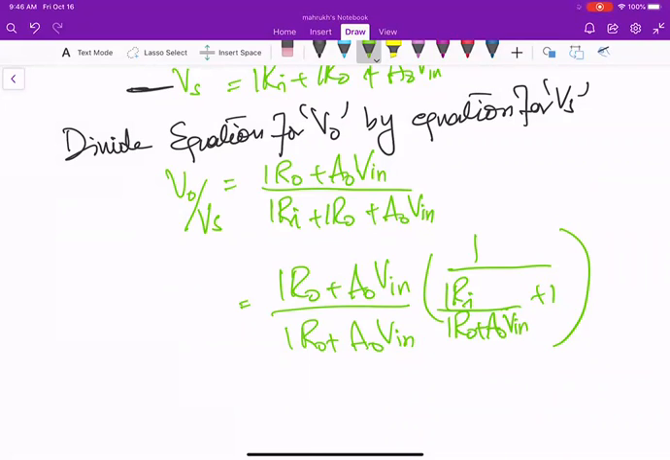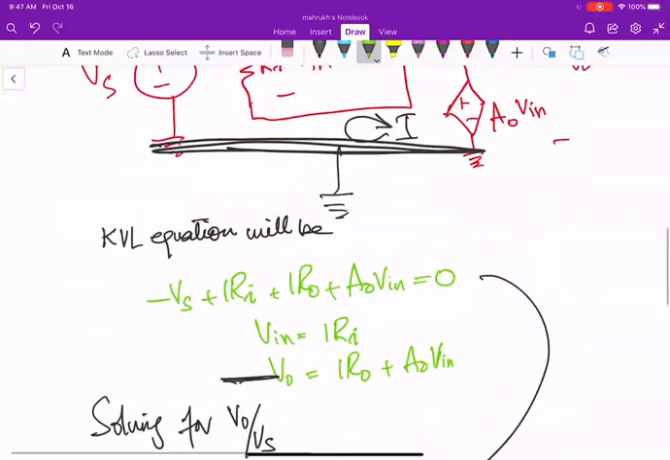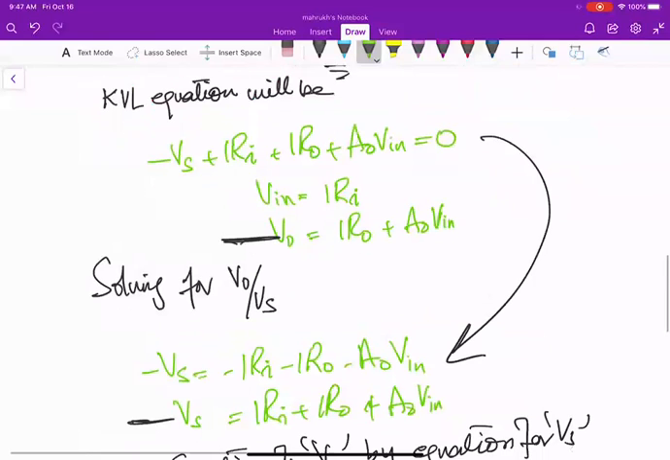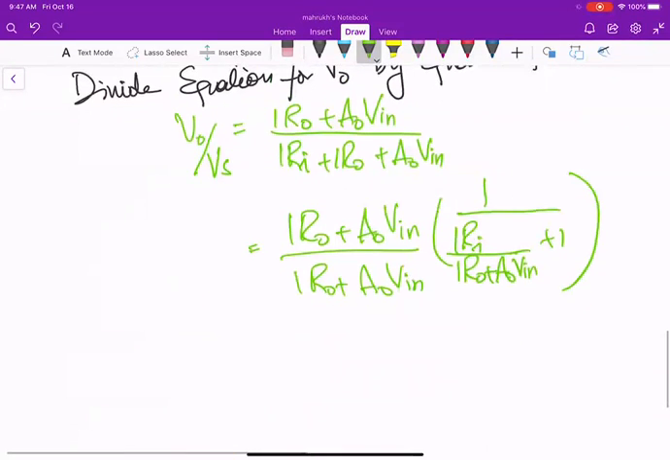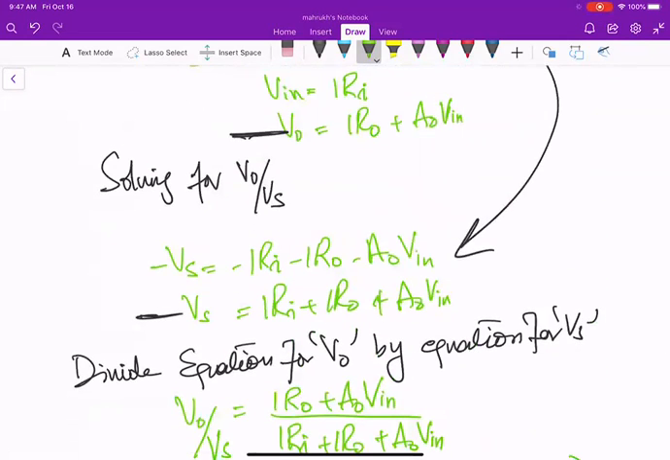If you have a question, if you think that it's not clear, you can ask, okay? So we wrote equations for the one loop, and we want to find V naught over Vs because we need to know what is the gain of the amplifier, right? So this will cancel out. Can you scroll up a bit? Yes? Okay, thank you.